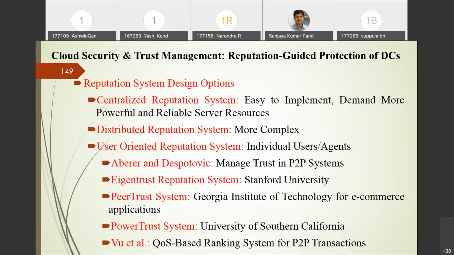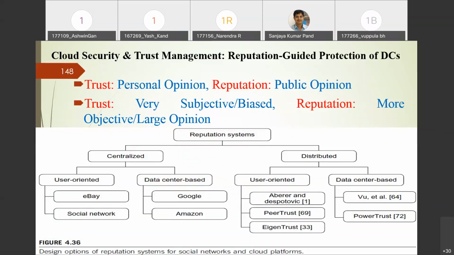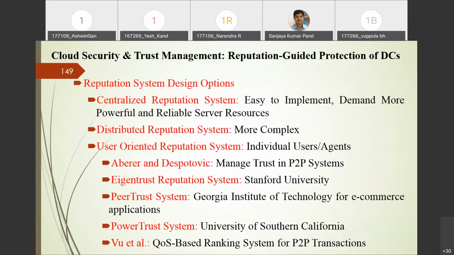Next one is EigenTrust, given in reference number 33, okay? The EigenTrust reputation system was developed by Stanford University, right? They provide this reputation system by providing some policies. Similarly, the PeerTrust system is provided by Georgia Tech, the Georgia Institute of Technology, for e-commerce applications, and the PowerTrust system is a part of the University of Southern California. So various organizations are developing their trust and reputation systems, right?